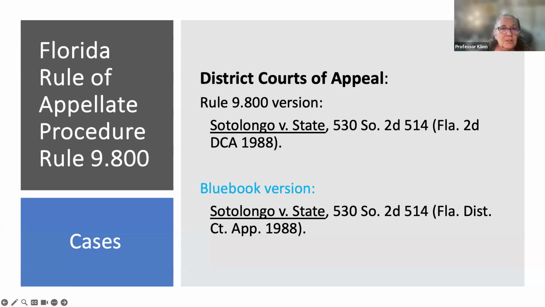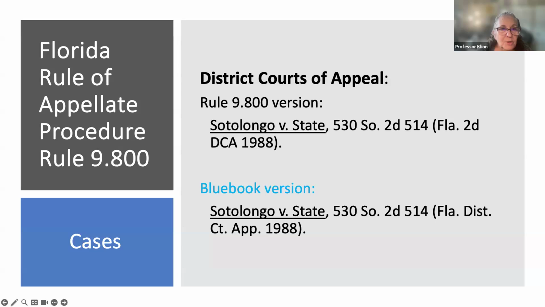So as you can see, if you look down on the bottom of the page to the Blue Book version, you will see Sotolongo v. State, 530 Southern 2nd, 514. But the Blue Book requires you to put for a District Court of Appeal opinion from a state case, the name of the case, so here that's FLA, period, and then Dist. Ct. App. for District Court of Appeal.